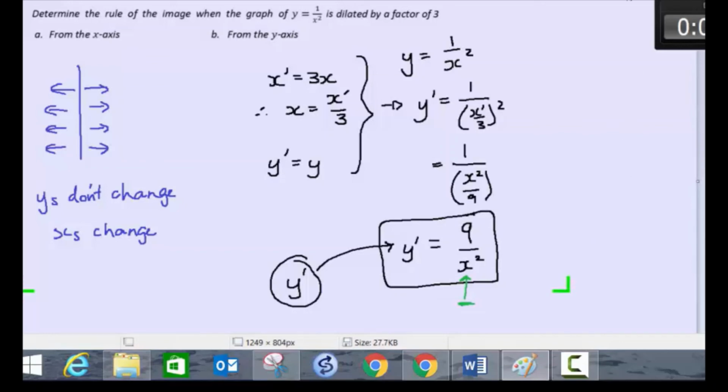The second thing that I'd notice is that I'm dilating by a factor of 3, but if I look here, I have the number 9 appearing. So just because I'm dilating by a factor of one number doesn't mean that that number itself will always appear in the equation of the dilated function. And understanding that gets me a big tick and a smiley face from the examiner.